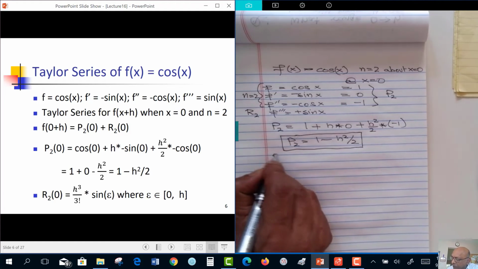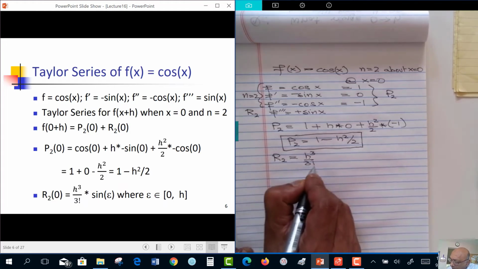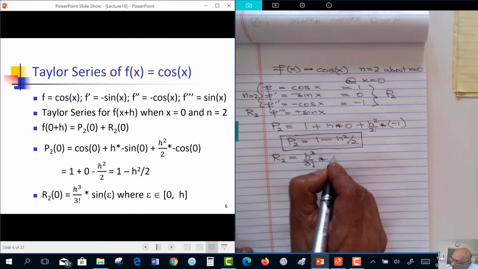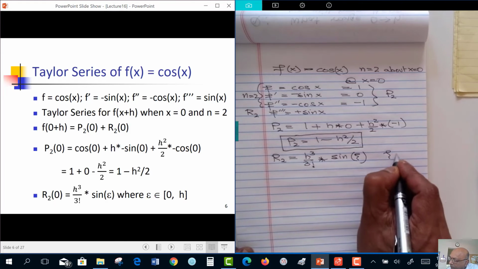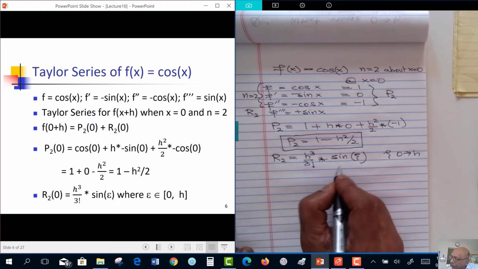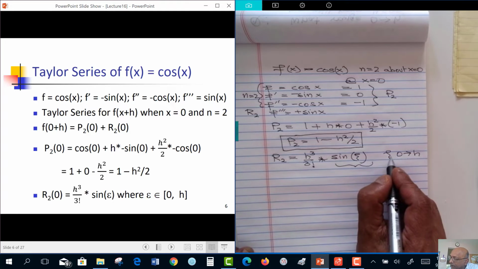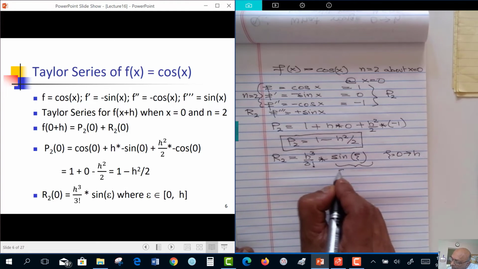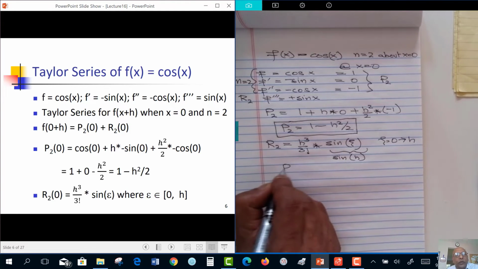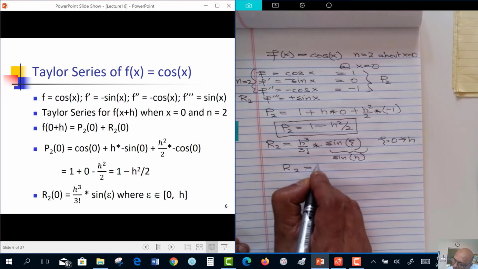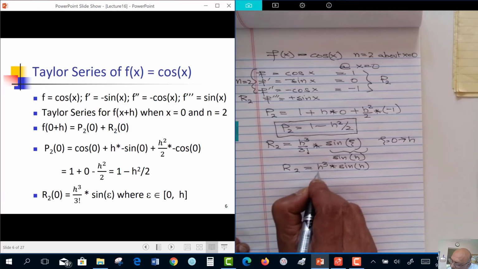Okay, let's look at what is R2. R2 would be h cube over 3 factorial times third derivative, which is sine of x, so it will become sine of zeta. Zeta is from 0 to h. So the largest value this would have in this range is when zeta is h. So this would be sine of h. So our R2 would be h cube times sine of h divided by 6.